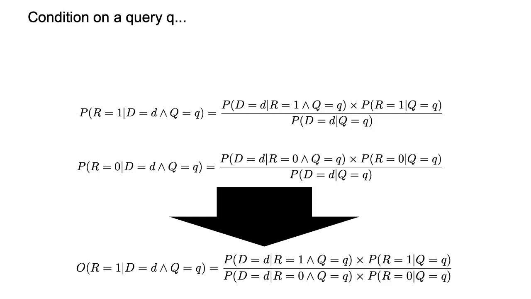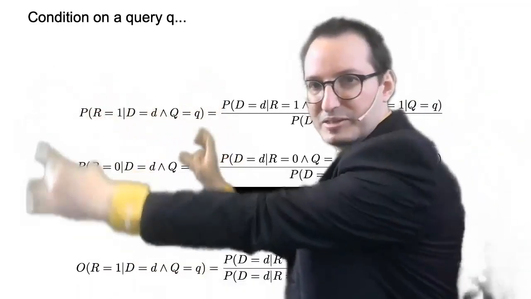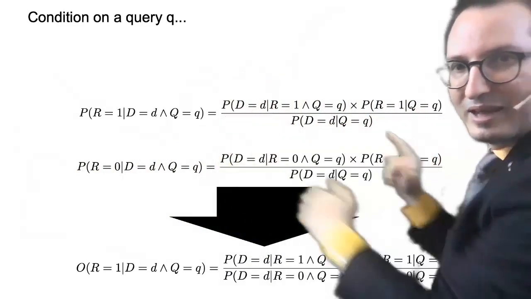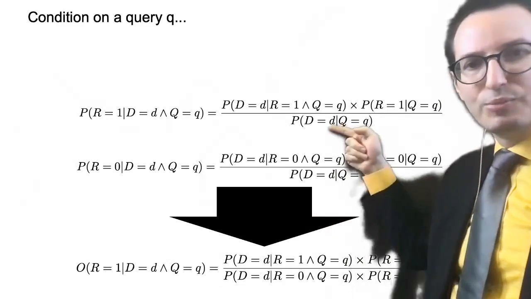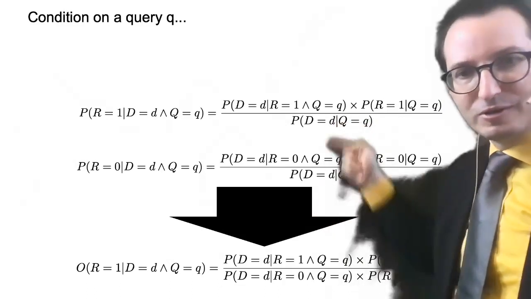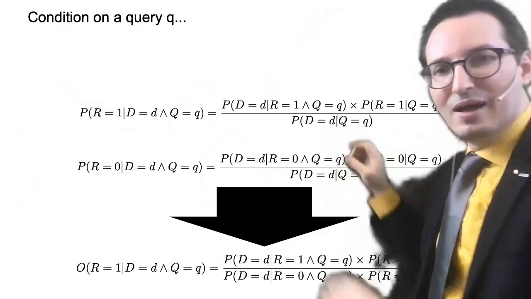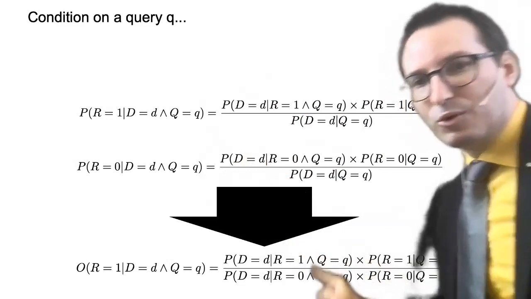Do you see that the denominator is going away? If you want to compute the odds that it's relevant, you divide this by that. And do you see we already got rid of the denominator, because you basically have this both on the top and on the bottom of the division. Who agrees? So we are basically dividing this by this, and this is what I wrote here.